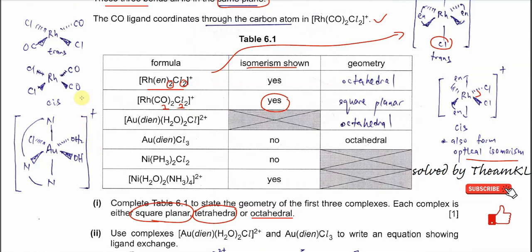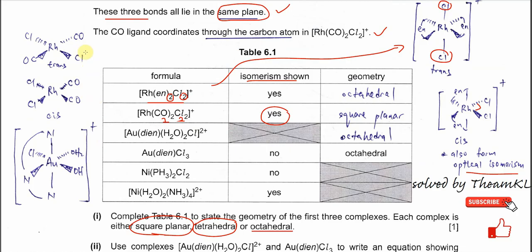Okay, so it's something like this. It's a square planar, which means when the CO are at the same side, this is a cis isomer. When the CO are at different, opposite sides, this is a trans isomer. This is the isomerism that's shown by this complex ion. If it's a tetrahedral geometry, then it will not show this isomerism. So therefore, in this complex ion, the geometry must be square planar.